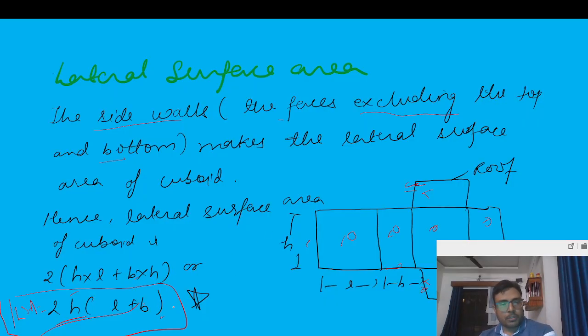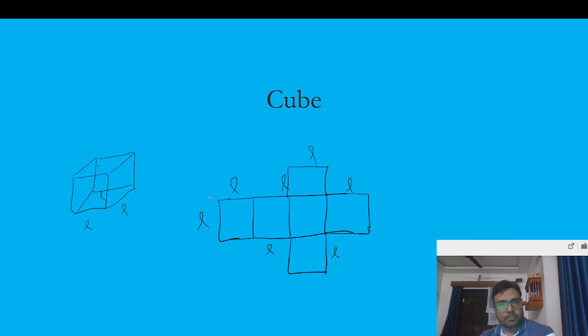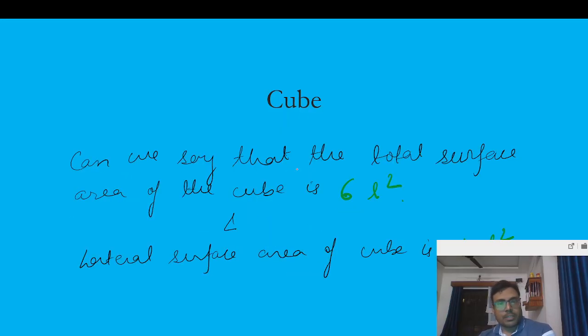So this you have to remember, 2 into (h l plus b). Now similarly, this is the cube. One property of cube is that all the sides are equal. So in this all the sides are L. So for total surface area, this is a square L L L L. So L square plus L square, this will say L square, L square, L square, L square. Now total surface area will be 1 2 3 4 5 6, 6 L square. Let's say that a total surface area of cube is 6 L square.